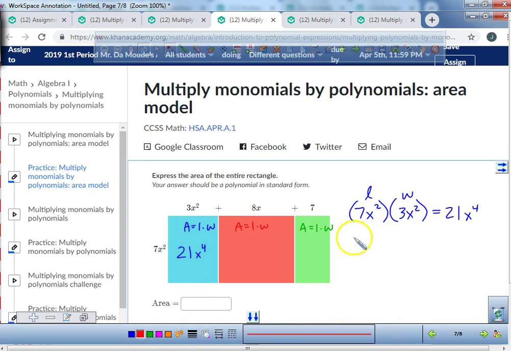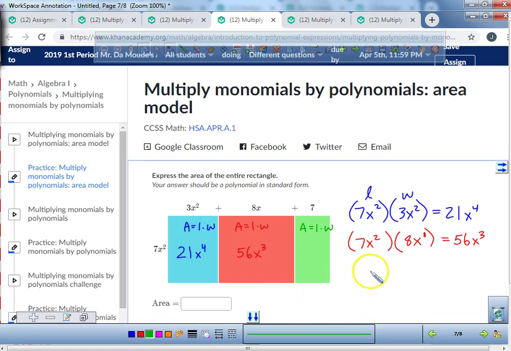Now we're going to go to the red. What's the length of this? The length is the same. What is it? 7x squared. Very good. What is the width? 8x. Very good. Let's multiply them together. What's 7 times 8? 56. Now that's x squared, and that's actually x to the first. So 2 plus 1 is 3, that's x cubed. So this answer is going to be 56x cubed.